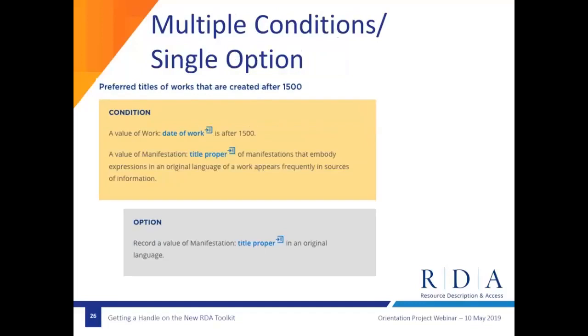So if I have a date of work after 1500 and the title proper of manifestations that embody expressions in an original language of the work appear frequently in sources of information, then I record a value of manifestation in an original language. So although the if-then language is not set up explicitly in the beta site, that's how these really work together. This makes it almost a more machine-friendly way of doing it. It's not language dependent in the same way that the if, then, and, or set up in the original toolkit.